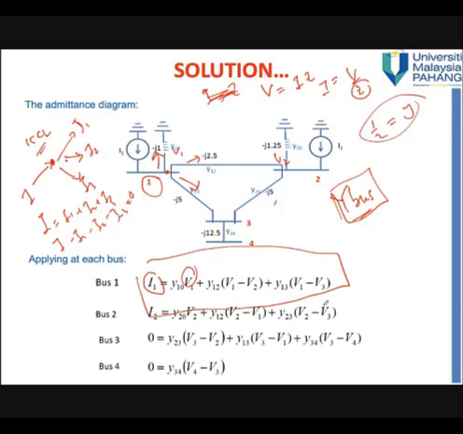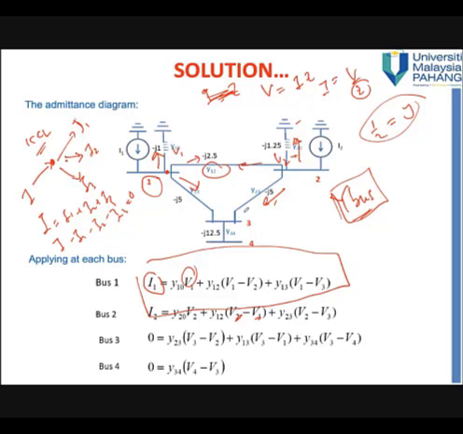Similar with bus 2, this current equals this current and this current. So you get I2 equals Y20 times V2, because V2 represents here, plus Y12, similar, but now it is V2 minus V1, right? So V2 minus V1 times Y12, or Y21. Y12 dengan Y21 sama kan? And then you have Y23 times V2 minus V3.